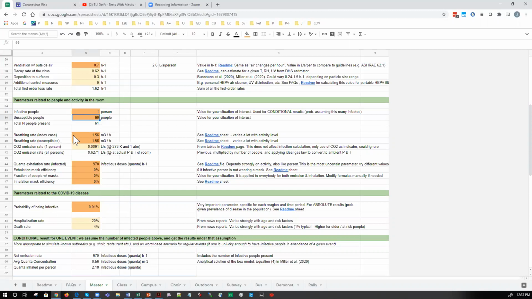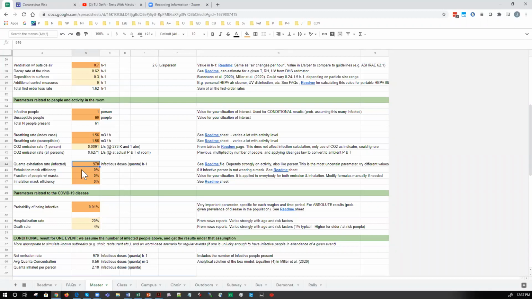Now the breathing rate. In this case they were singing, so this is 1.5 cubic meters per hour. Again, remember that the tables from the EPA show cubic meters per day, so if you take a number from there, you have to divide by 24. Or if they have it in cubic meters per minute, which I think is what I did here, then you have to multiply by 60. Be careful with the units, otherwise the results will make no sense. If you care about the CO2 calculation, this number is also very important, from the tables in the README page. And this is the most important number, the quanta exhalation rate, and it's very uncertain.